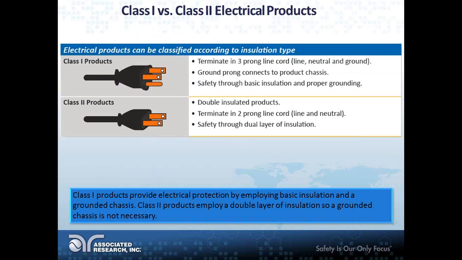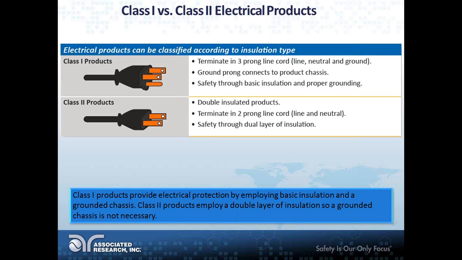And this kind of plays into electrical products as well. So again, when we're talking about equipment ground, these are the types of plugs that you'll usually see on a piece of equipment. And when I'm talking class 1, class 2 here, I'm talking about grounding and insulation. There are all types of class references for all different things. We're talking about class of insulation here. So electrical products can be classified according to their insulation type.